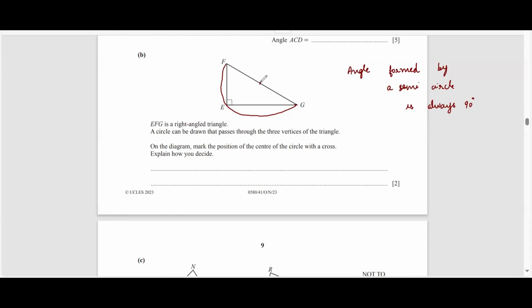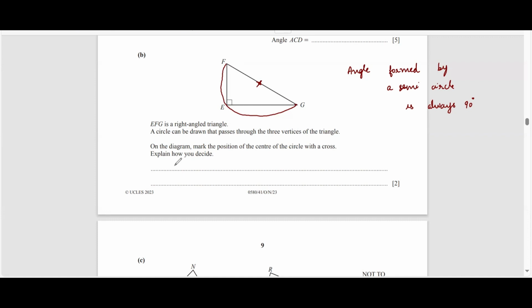We know the center of the circle will always be the center of the diameter. So this will be the point where the center is. So on the diagram, mark the position of the center. Explain how you decide.